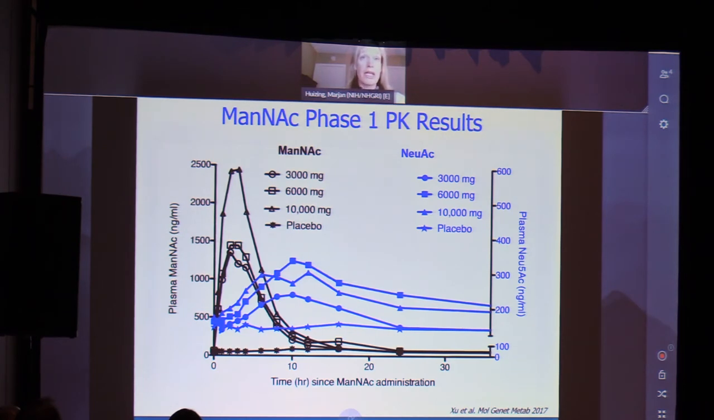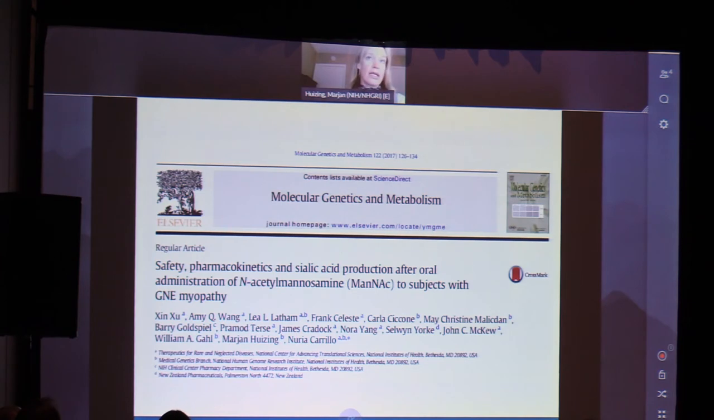And if you take a low dose, it's out of the blood in about 24 hours, but if you take 6 or 10 grams of MANAC, the sialic acid levels are still increased in blood 48 hours after taking a single dose of MANAC, indicating that MANAC acts as a slow-release sialic acid. These results are published in this paper, and I believe it's also in your meeting packet.